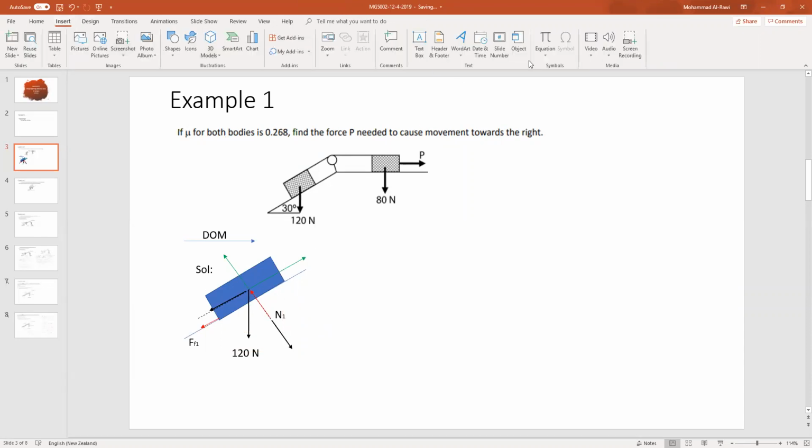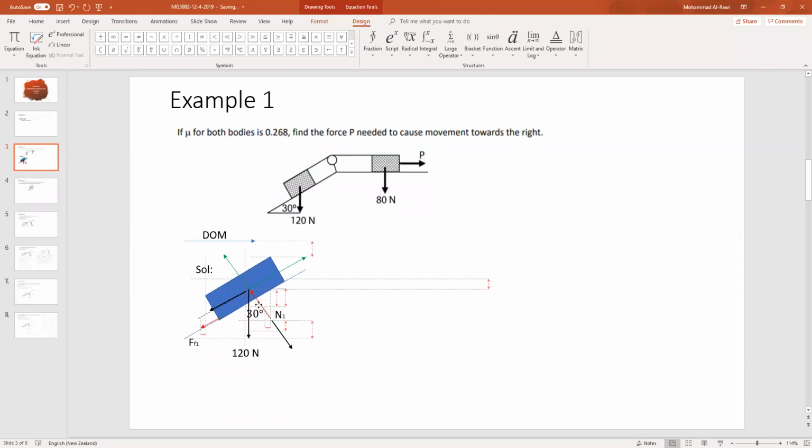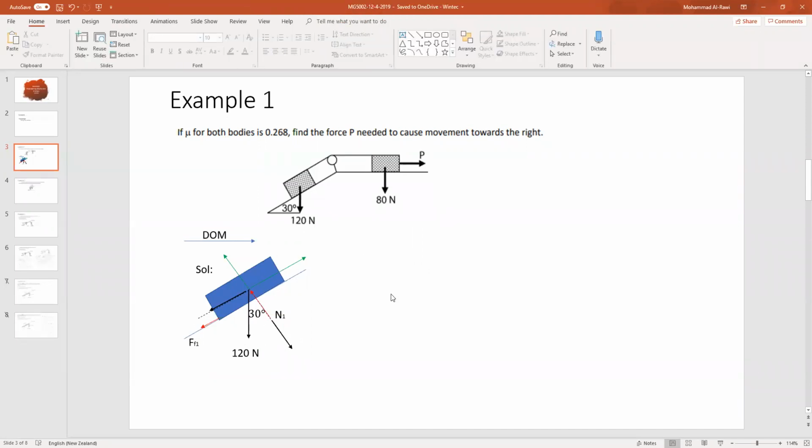And I need to justify the angle, which is 30 degrees. So I write 30 and put the degrees to make sure we're solving it in degrees, not in radians. Because of the trigonometry, this angle will be 30. So that is the free body diagram for that block, the 120 newtons.